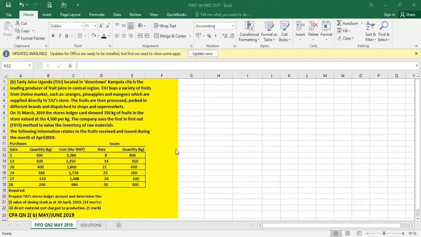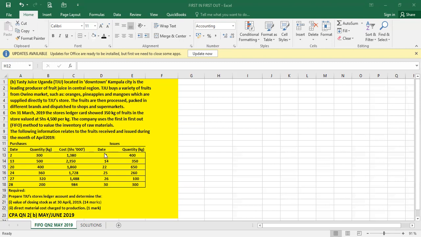So they gave us the purchases, the date, quantity, the cost. Now you're seeing here they have given us the quantity in kilograms, but they have given us a total cost, because they have given us cost, meaning it is the total cost. It is in thousands. That's why you are seeing these zeros up. The zeros up, they will be part of these figures. So for the first one, it will be 1,380,000.